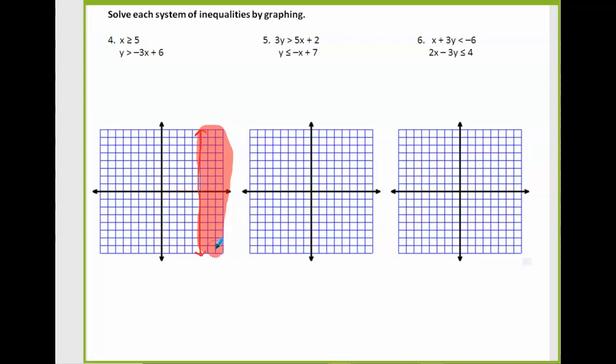And then we also have our line, y greater than negative 3x plus 6. So your y-intercept is a positive 6. It goes down 3 and over 1. This line is dashed. So your solution, since that's y greater, will be all the points above the yellow and to the right of the red. So your overlap is going to occur in here.